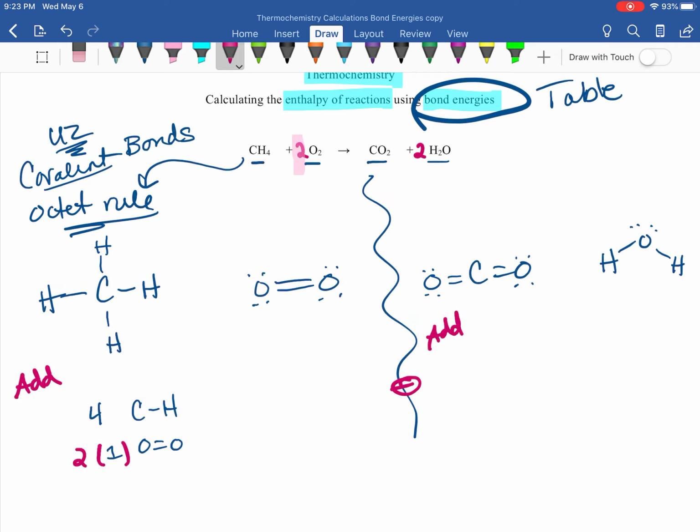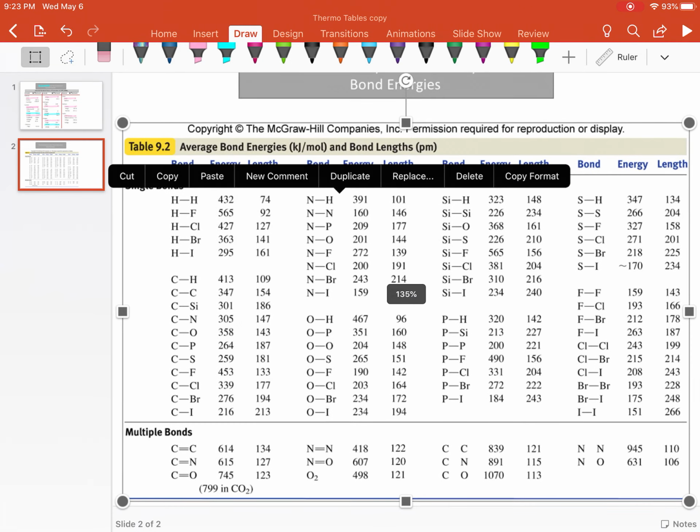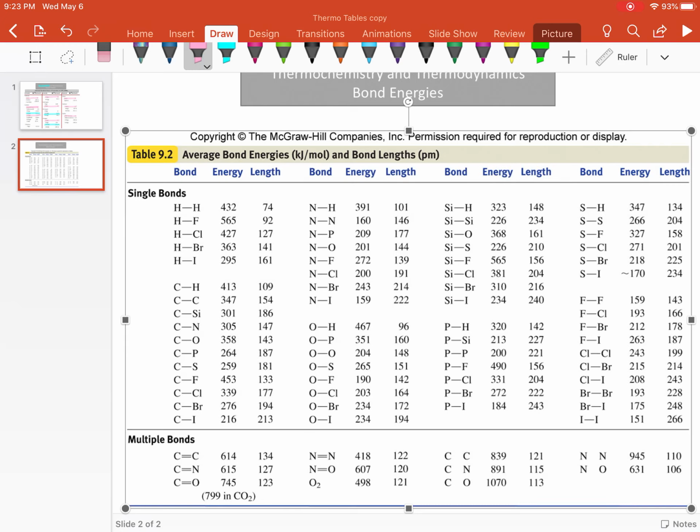So let's read our table for those numbers. Let's see what we've got. Let me find a CH bond. Let's find it on here and try to highlight it. This table is just a little bit small. Let me see if I can make it bigger. You know, I can't. There, we're talking turkey.